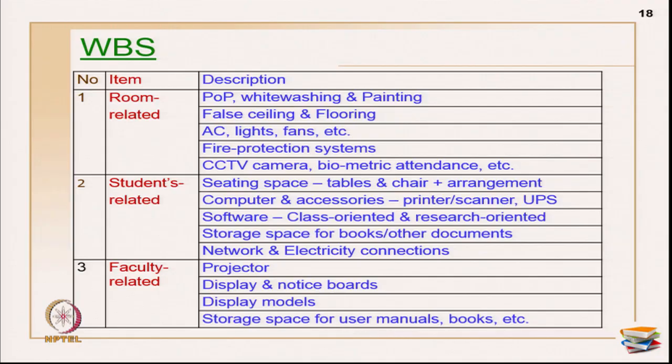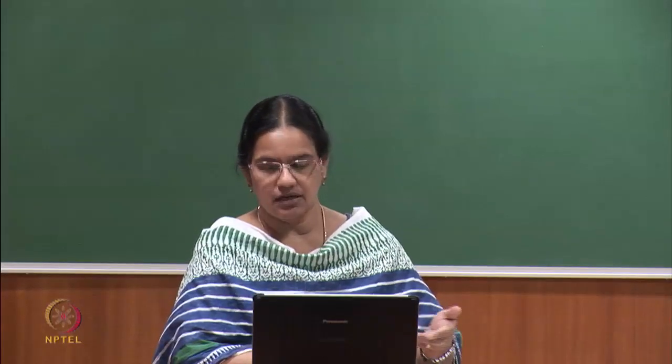Then faculty related, because it is supposed to be a teaching environment. So, the other user who will be coming into the lab is a faculty. What are their items? So, primarily projector, because the teaching has to be done, display boards, notice boards for announcements and instructions, display models also to aid in teaching in the class, storage space for user manuals, books, etc., or records, thesis only for faculty to use and so on.